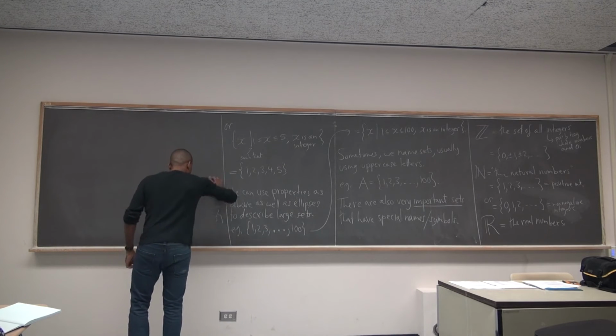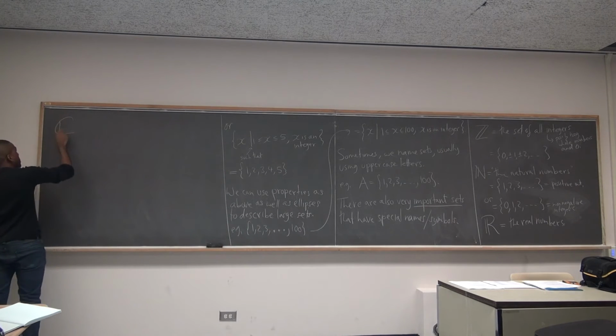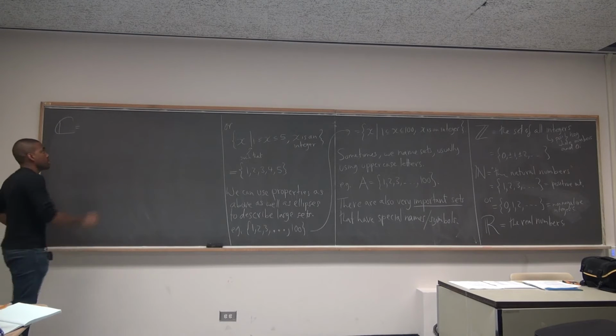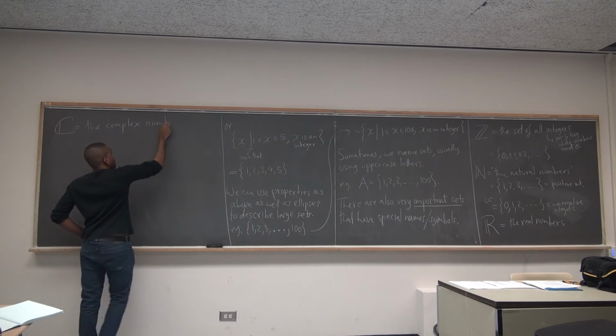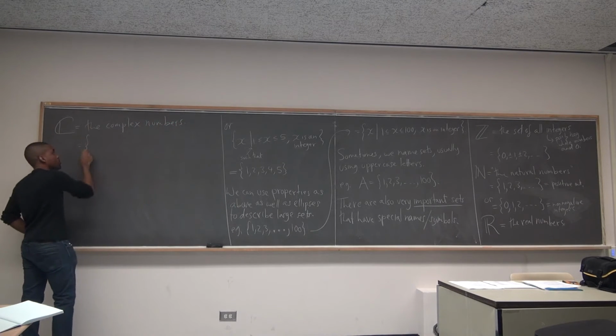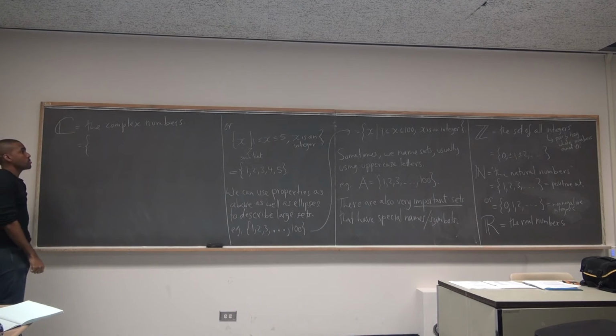Other important sets. C. What is C? Complex numbers. How do you define the complex numbers? Is i included in the complex numbers? i is included. It doesn't lie on the real number line, it's an imaginary number. Yes. Give me a nice way to write it down. What does a complex number look like? a plus bi.